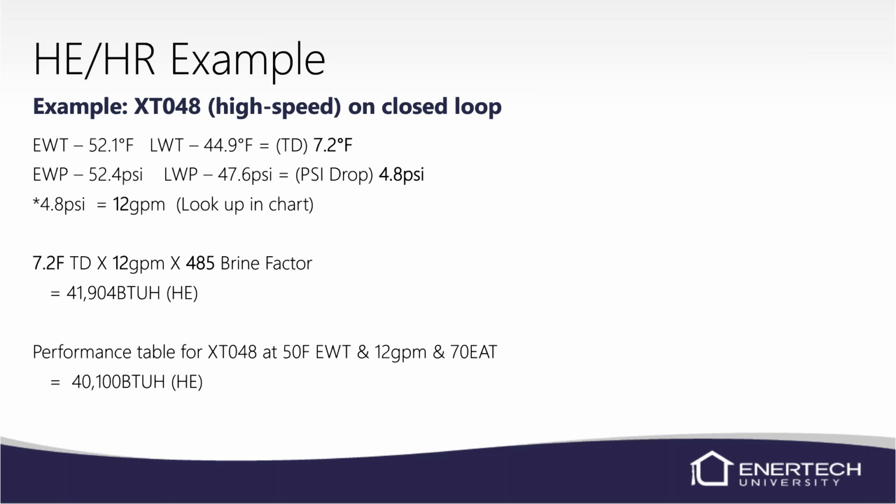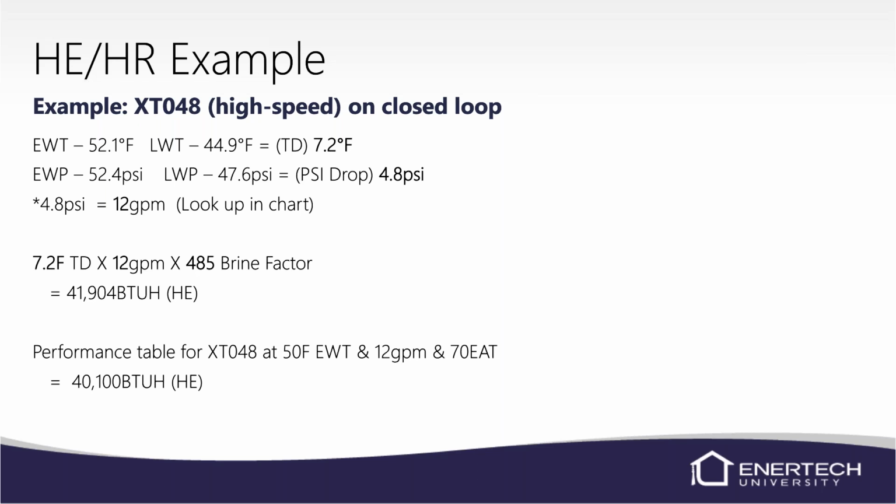We have 52.4 PSI in and 47.6 PSI out. So if we do the math, that's a 4.8 pound pressure drop at 50 degree entering water temperature, roughly. So if we look that up in the chart, that would tell us we've got 12 GPM.